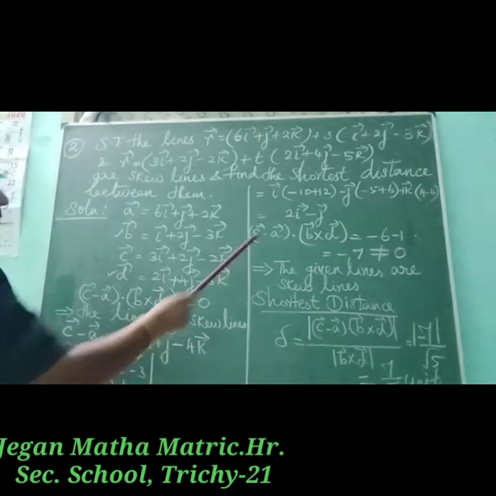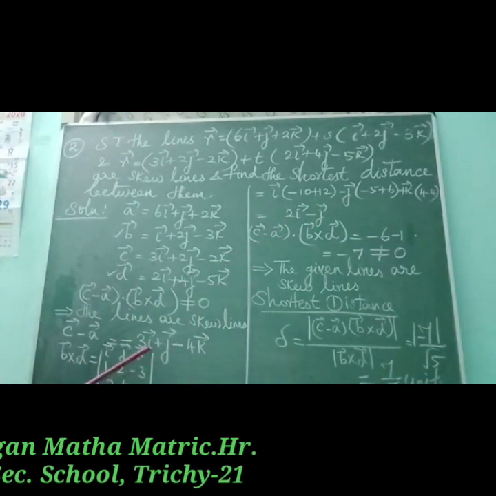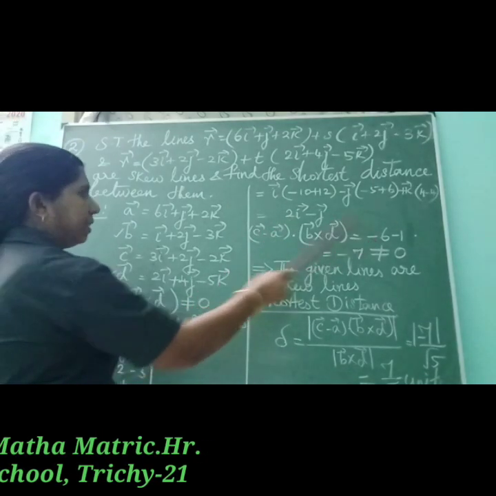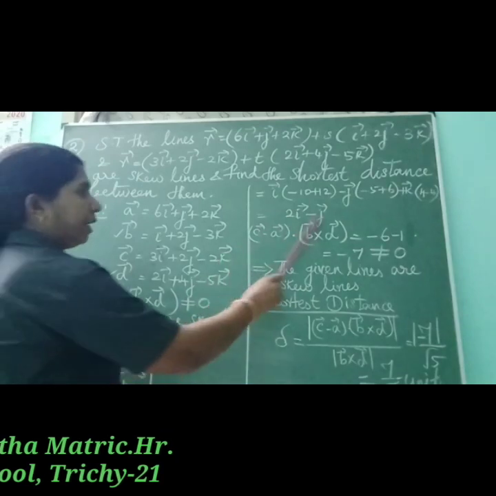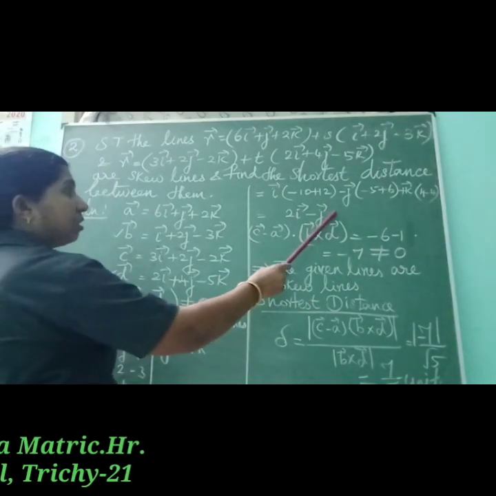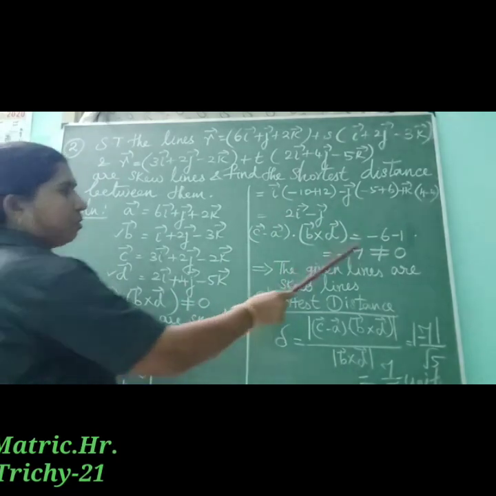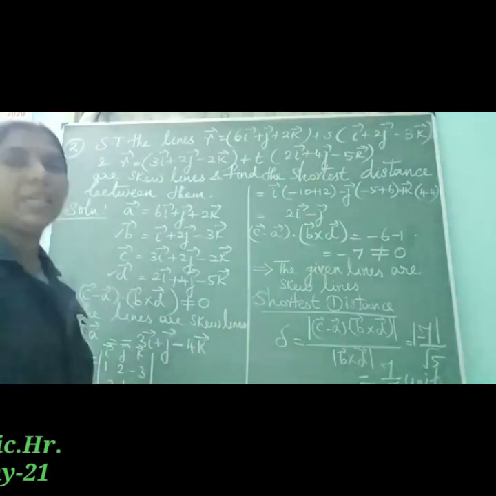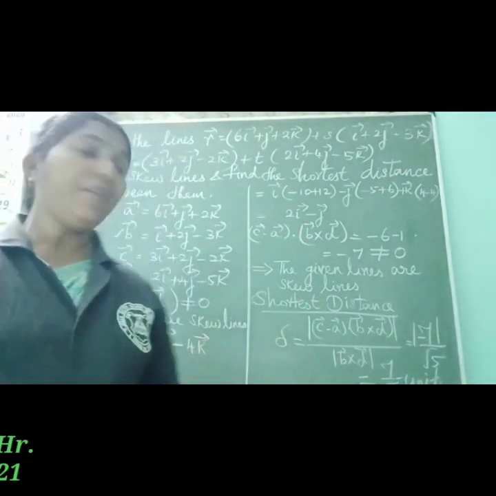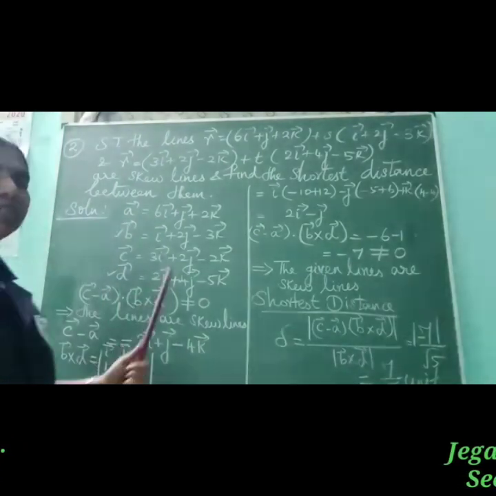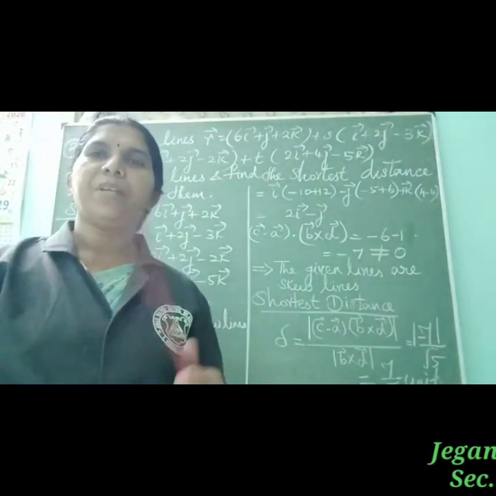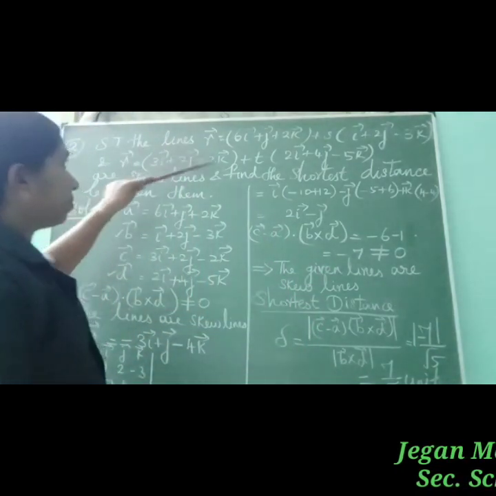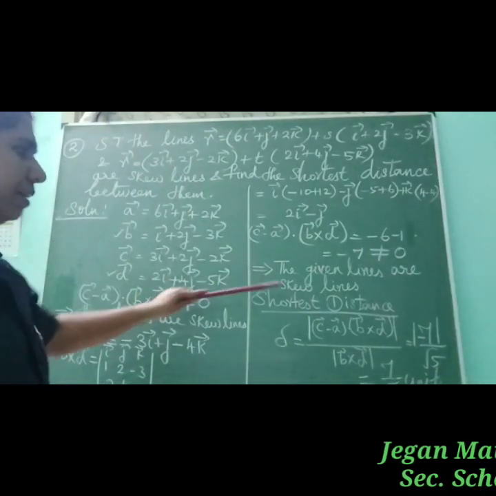So if you are finding the dot product of 2i minus j and minus 3i plus j minus 4k, minus 3 into 2 is minus 6, plus 1 into minus 1 is minus 1, and the k component is not there in the first vector, so that is 0 into minus 4. So we are getting the answer minus 6 minus 1, which is minus 7. So minus 7 is not equal to 0. So if the value of (C minus A) dot (B cross D) is not equal to 0, then we conclude that the given lines are skew lines. So the first part is over. The two given lines are skew lines.